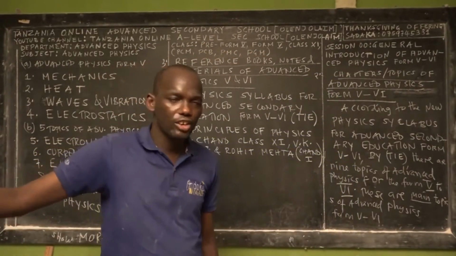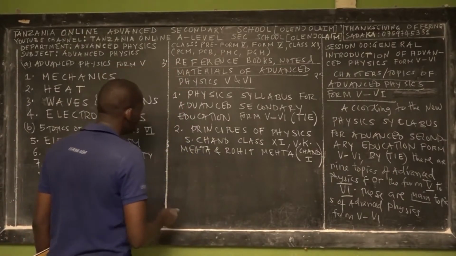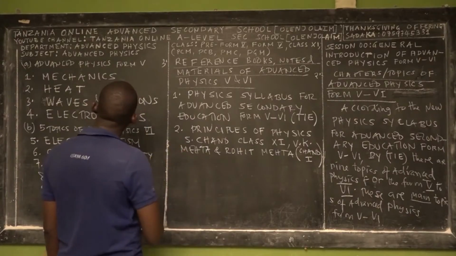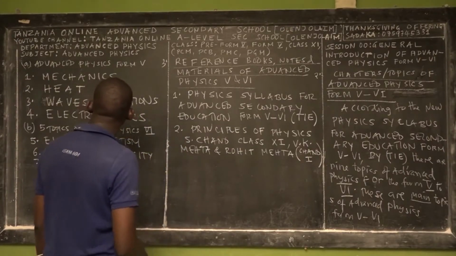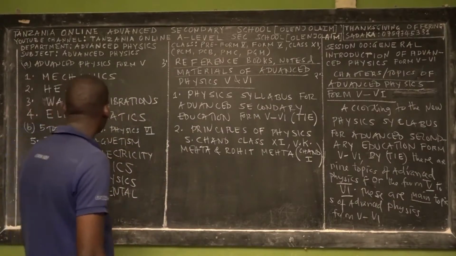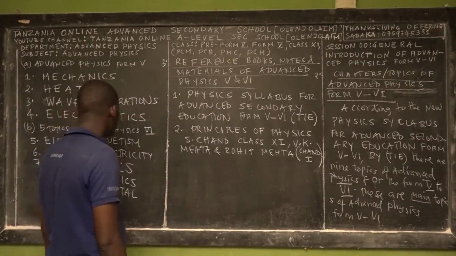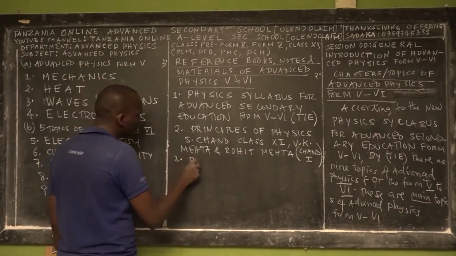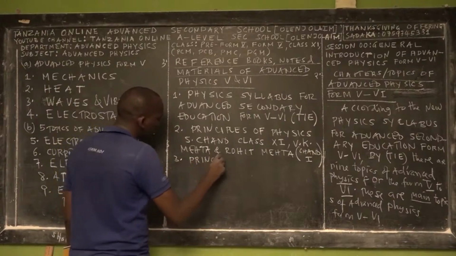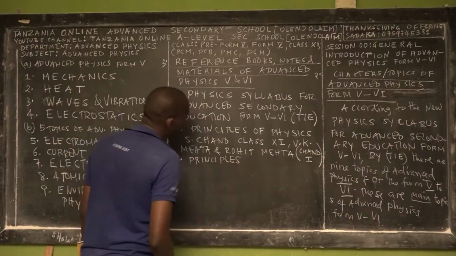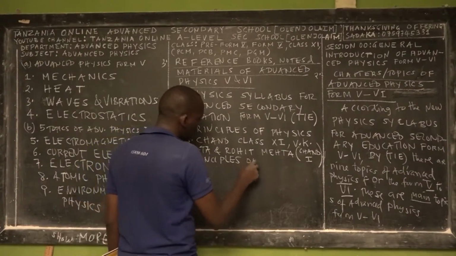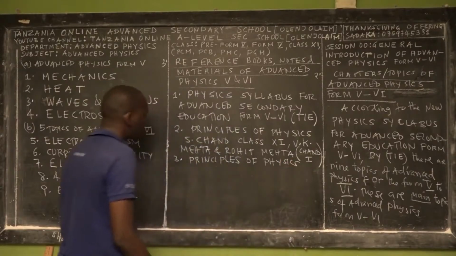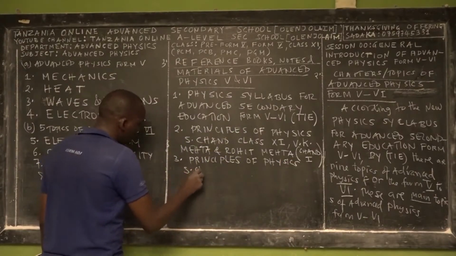So this is the recommended reference book. But that's not enough, because it just contains concepts or topics that you have to learn in Form 5. It contains mechanics, heat, and possibly waves and vibrations, but does not contain electricity. So you need another book. This physicist also wrote another book, Principles of Physics by S. Chand.